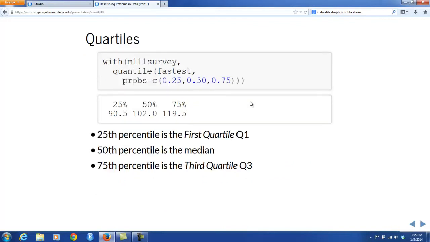Now amongst the quantiles, 3 are particularly important. The 25th, 50th, and 75th percentiles are most important. The 25th percentile is called the first quartile of the data because 1/4 of the data lies below it. We've already met the 50th percentile as the median, and the 75th percentile is the third quartile of the data because 3/4 of the data lies below it. Or, thinking of it another way, 1/4 of the data lies above it.